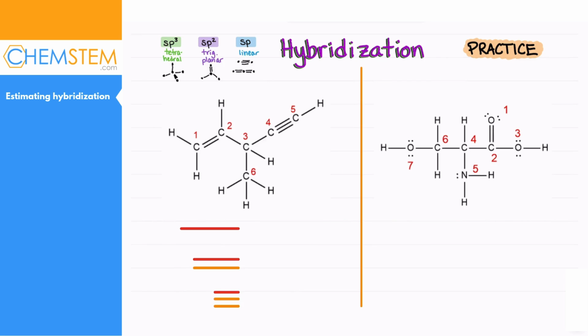Quick aside about bonds: a single bond is going to be a sigma bond. They are the longest but the weakest, and there can be rotation around them. Then you have a double bond, which is made of a sigma bond and a pi bond. They are shorter and stronger, but there's going to be no rotation around them. And then you have a triple bond, which is a sigma bond and then 2 pi bonds. They are the shortest but the strongest, and there's definitely no rotation around them.